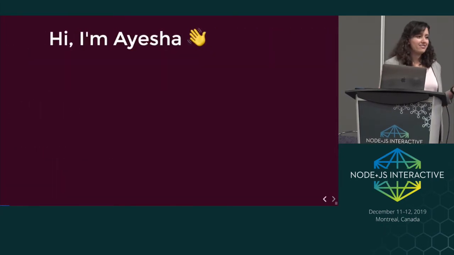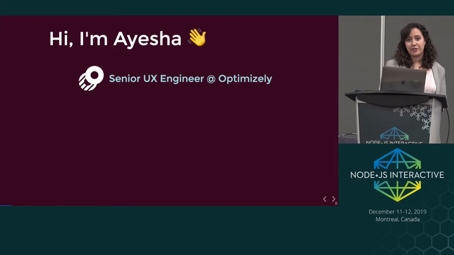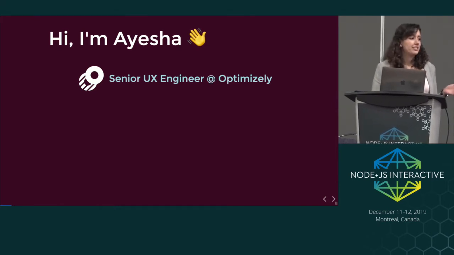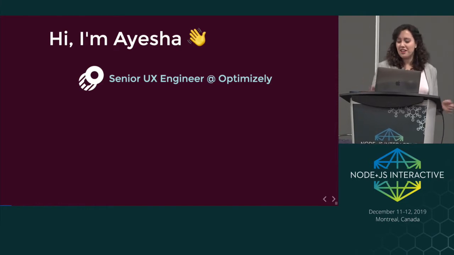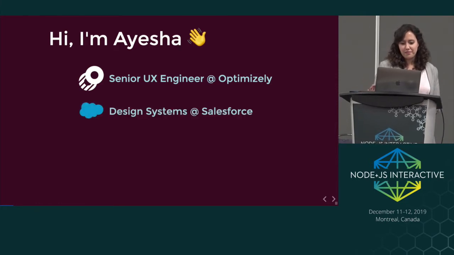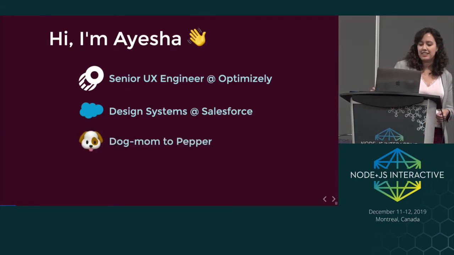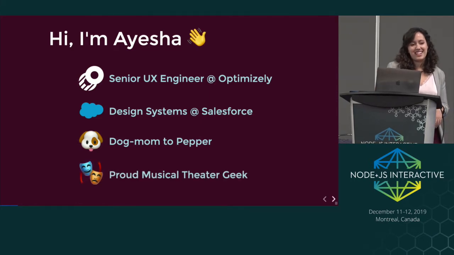So, I'm Ayesha. I currently work as a senior UX engineer at Optimizely, which is an experimentation software company. Some of you might use it, some of you might be familiar with it. Before that, I was working on the Lightning design system at Salesforce. Most importantly, I am dog mom to Pepper. There's a picture at the end if you can stick it out. And I'm also a proud musical theater geek. I spend a lot of time on stage singing and dancing, and I joke that this is my new way of getting on stage, even though I work in tech.